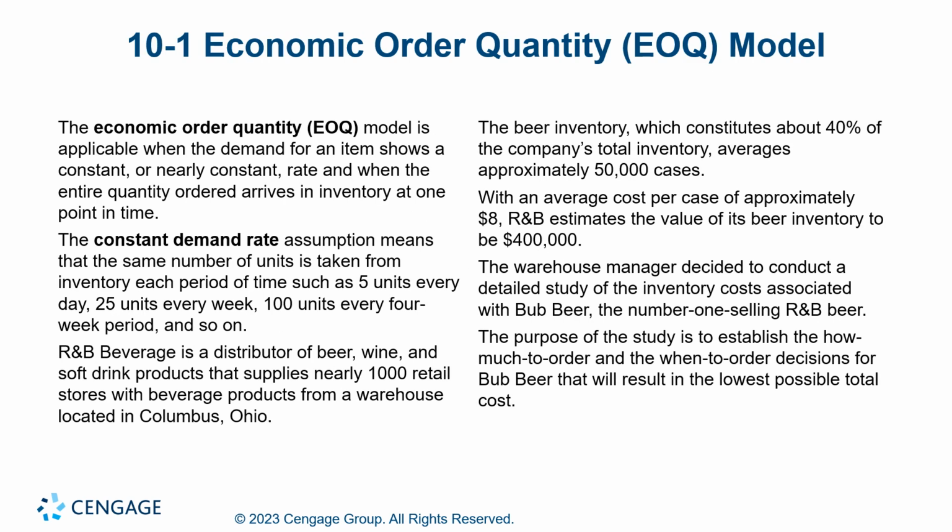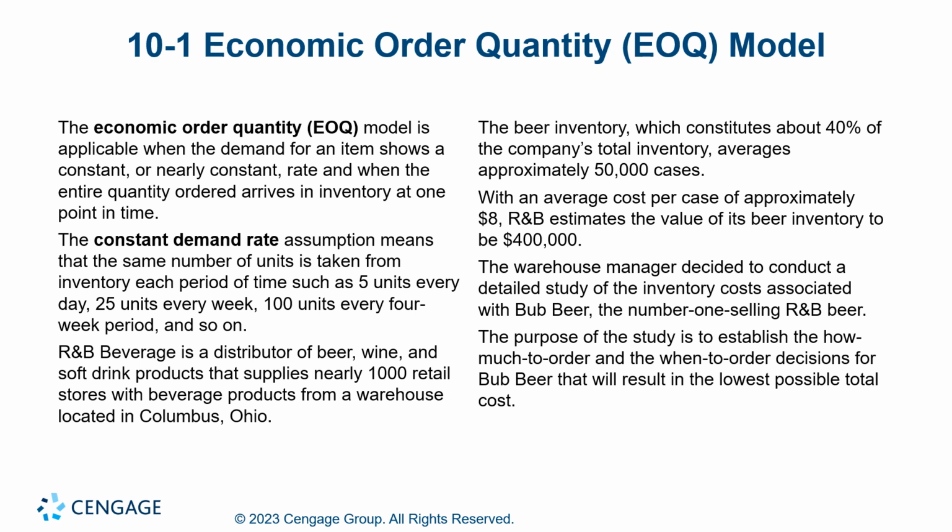Let's go to the first one, the economic order quantity model, or in short, we just call this EOQ. The EOQ model is applicable when the demand for the item is constant or nearly constant, and when the entire quantity ordered arrives in inventory at one point of time. For example, if you order 1,000, all the 1,000 arrive at one point of time. The constant demand rate assumption means that the same number of units is taken from the inventory each period of time. It can be 5 units every day, 25 units every week, or 100 units every 4 weeks, and so on.